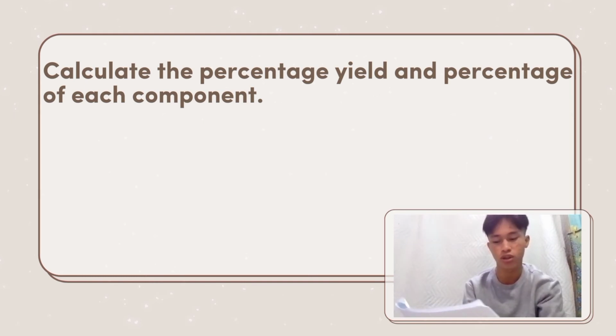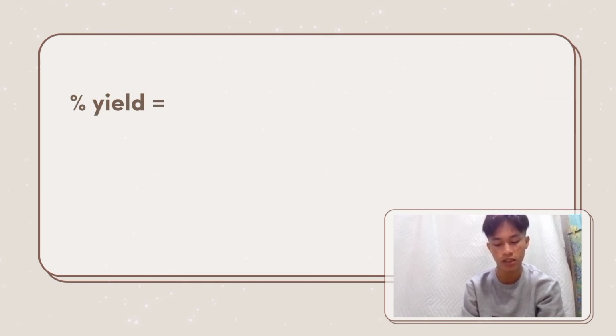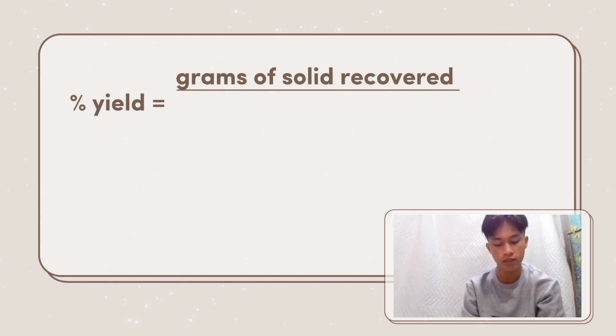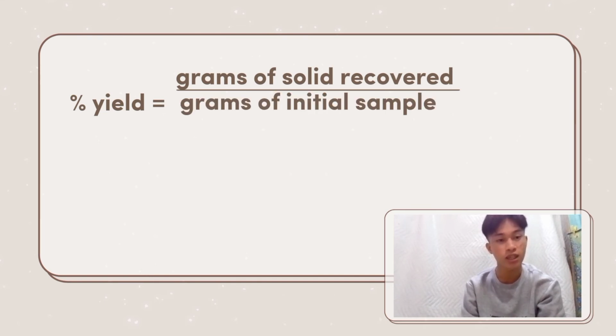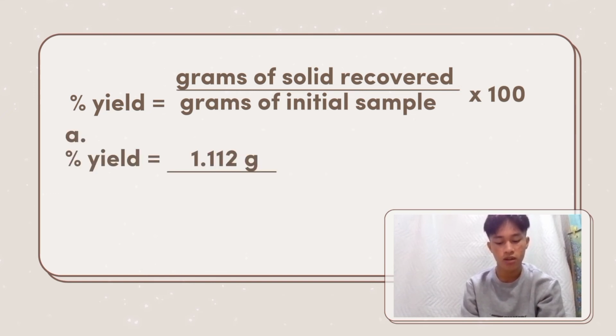The formula we use is the percentage yield formula. Percent yield equals grams of solid recovered divided by grams of initial sample multiplied by 100. So percentage yield equals our solid recovered, 1.112 grams, divided by 1.132 grams, multiply by 100. The answer is 98.23%.